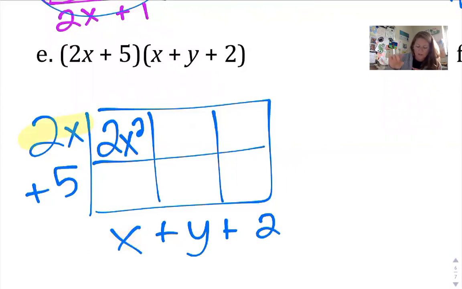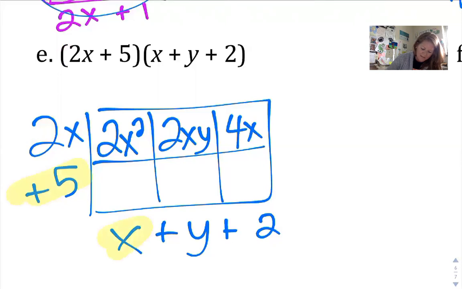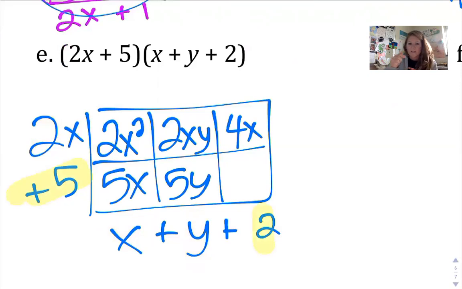Sticking with that top part, we're going to do 2x times y, which is 2xy. And then 2x times 2, which is 4x. So we filled out the top. Now we're going to look at the bottom. We're going to take 5 times x, which is 5x. 5 times our y, which is just 5y. And then 5 times our 2. And again, it's multiply. Do not let those plus signs mess you up and think it's adding. We're going to have our 10.